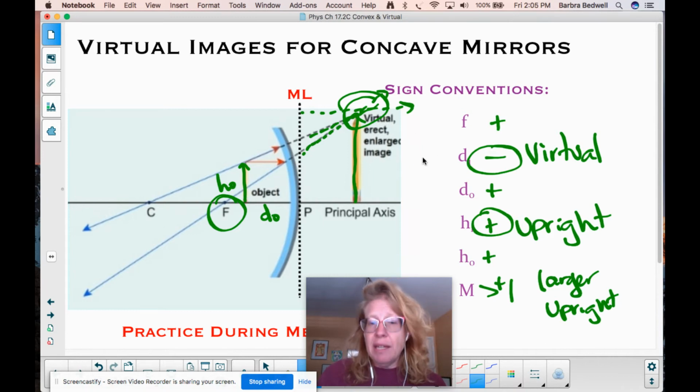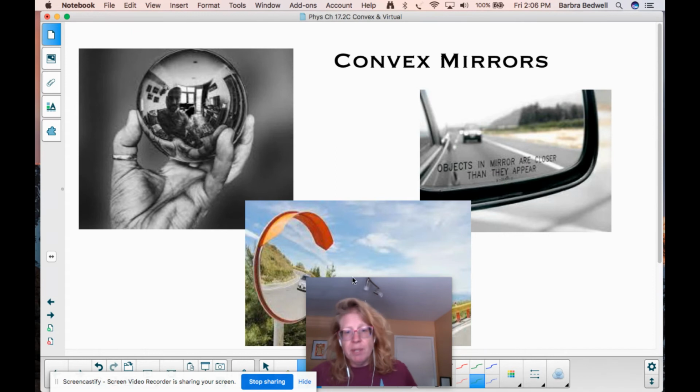So again, sign conventions. For concave mirrors capable of producing real images, it's a positive distance for its focal length. DI, because it's a virtual image, is negative, and HI, because it's upright, is considered to be positive. So our magnification here is greater than 1 and positive. All right. Convex mirrors have a little bit of a different style.